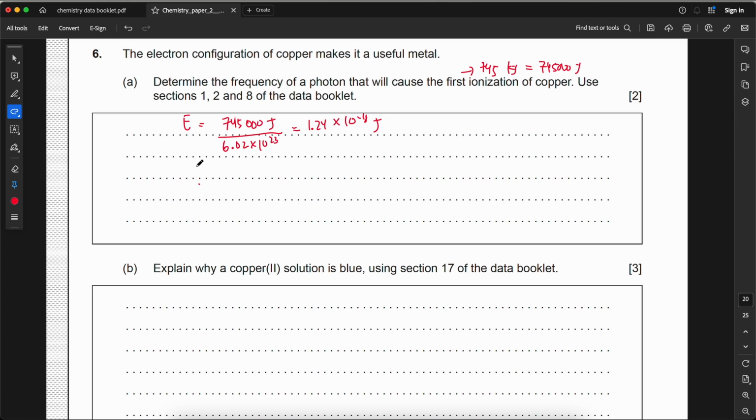So to find the frequency, we've got 1.24 times 10 to the power negative 18 joule, and h, the Planck constant, which is 6.63 times 10 to the power negative 34 joule second, times v. So v will be 1.87 times 10 to the power 15 s to the power negative 1, or hertz.